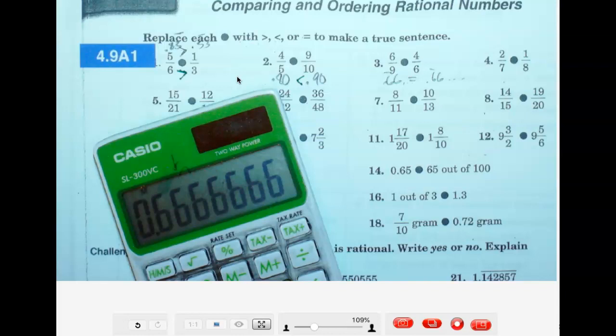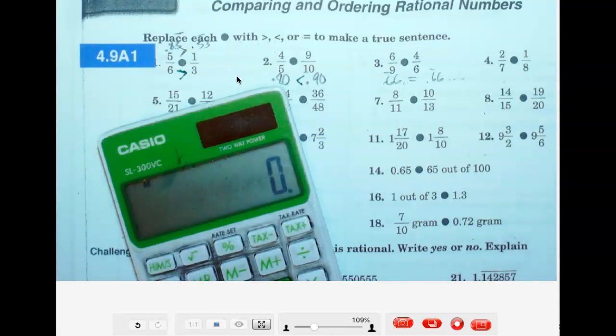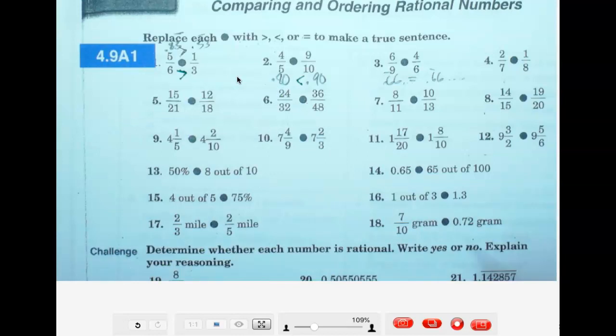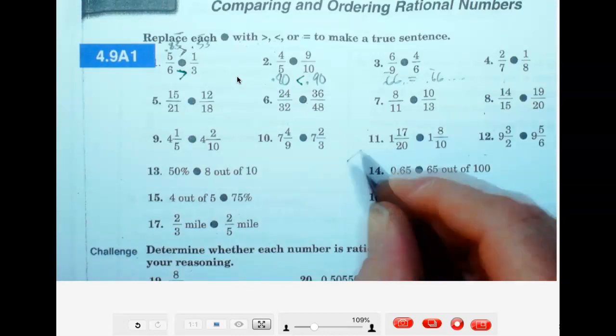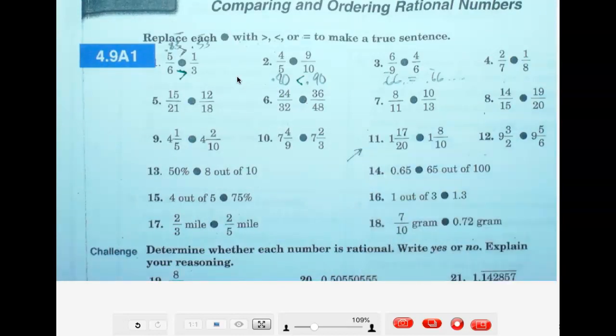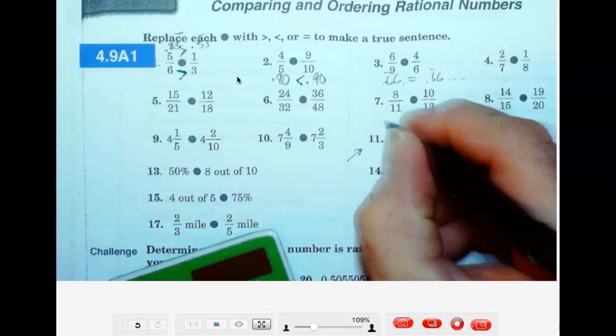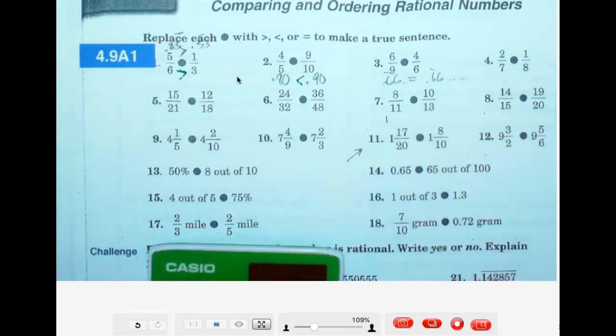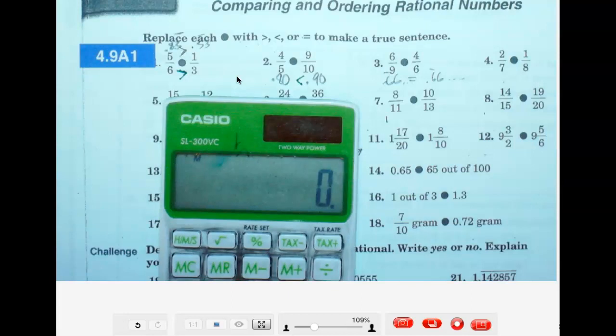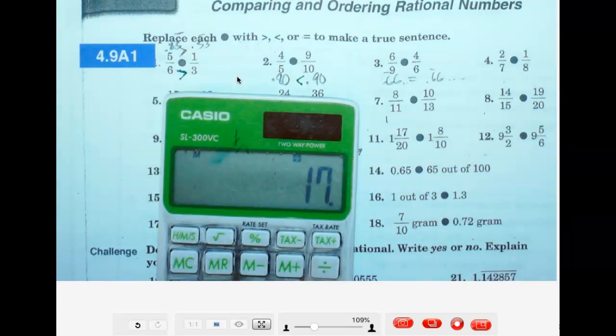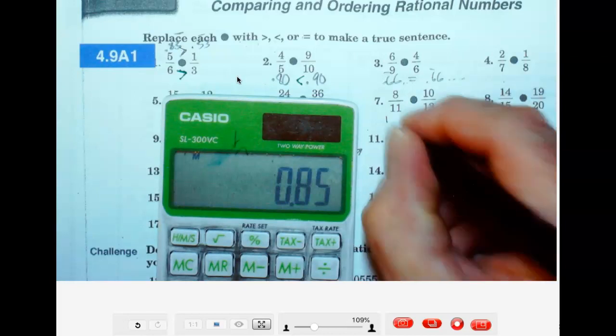All right, 2/7. One more here. You know what? Let's go down and do number 11 here. We have 1 and 17/20. So we know we're going to have 1. We could separate that out as 1 and 17/20. So let's just do 17 divided by 20. I think it's 0.85. It is. So this is 1.85.